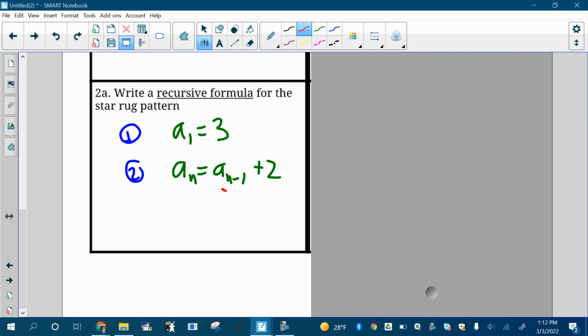Remember that this n-1 here just means that you're looking at the term 1 before to figure out the next term. So to figure out the 10th term, you'd look at the 9th term. You don't actually subtract 1 at any point in time. That's just the notation there. It needs to look exactly like that.